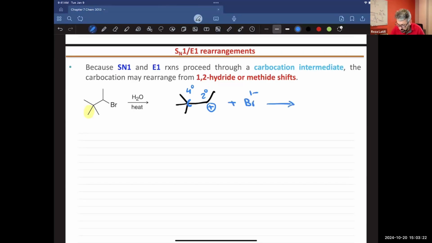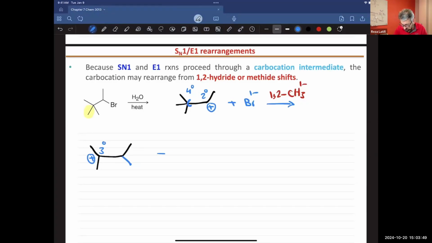This one is going to go through rearrangement, and it will do a 1,2-methide shift. So we're going to rearrange it, and the product we will get will be something like this. We put the bromide here. Now we have a positive charge there, and this is a tertiary carbocation. Remember, it used to be secondary.